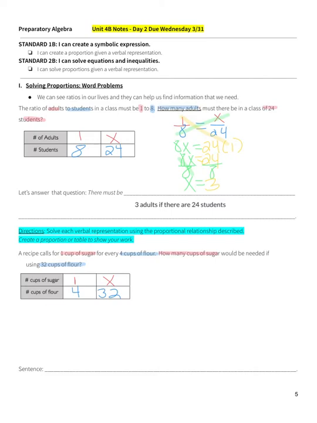So we know the first one we have is 1 to 4, and that is equal to unknown x over 32. Remember, you absolutely have to keep the units together. That's super important. We have cups of sugar on top and cups of flour on the bottom. Perfect. Now all we got to do is use cross products to solve.